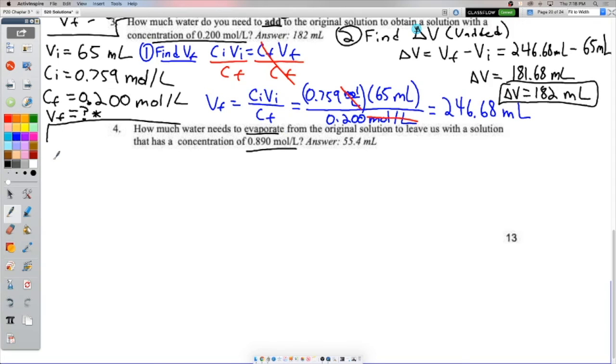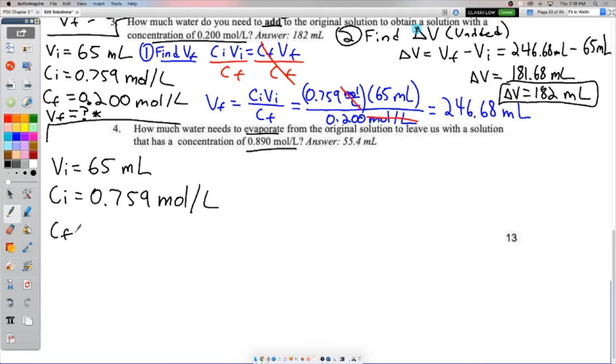So again, nothing really new here for the initial. The volume initial is still going to be 65 milliliters. The initial concentration, like always, is 0.759 moles per liter. We're just going back to the same initial conditions every time, right? It'll leave us with a solution after this evaporation that has a concentration of that. So CF is 0.890 moles per liter, right? That's the concentration we're going to end up with after this evaporation.